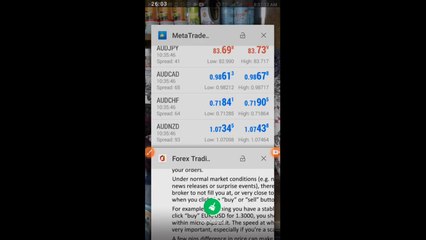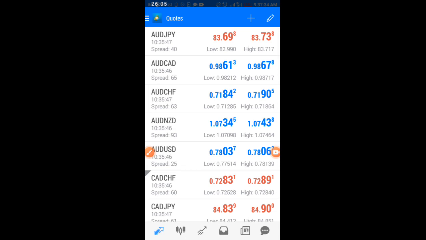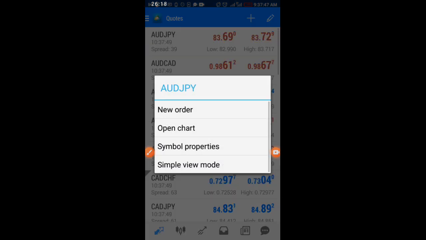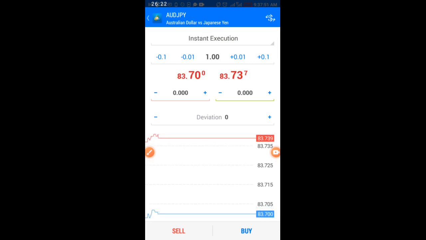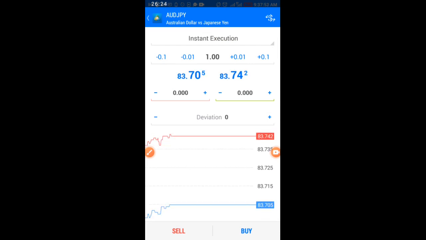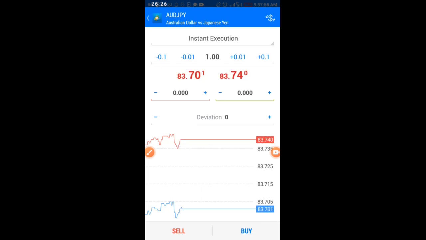Now look at this. Let me go to my MetaTrader 4 again. Let's say I want to sell Australian dollar, Japanese yen. Let me click it. New order. If I want to sell, I'll click on sell here. If I want to buy, I click on buy here.